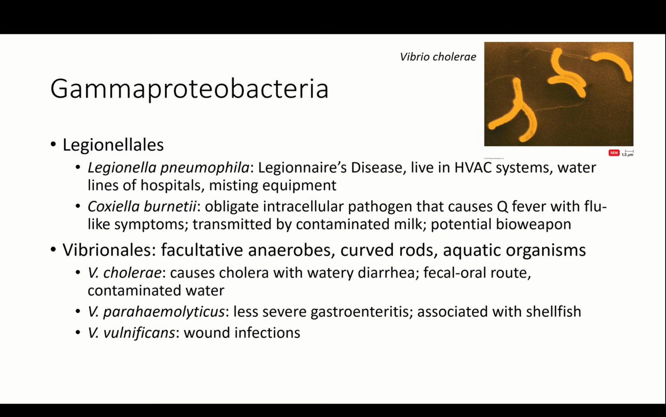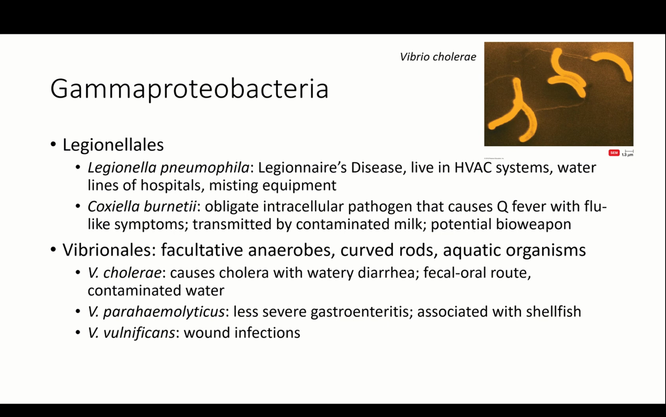So in modern times, this is definitely a concern in water sort of repositories. So HVAC systems, the water lines of hospitals, and misting equipment. So that can include things like the produce misters at the grocery store. It can also include like cooling stations, misting sort of fans that you see sometimes at amusement parks. In fact, Disneyland had an outbreak associated with one of their misters of this disease a couple years ago.